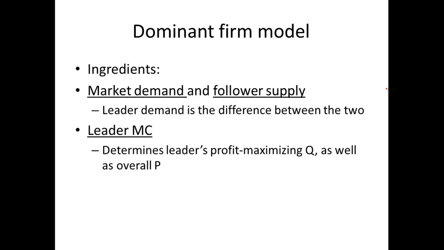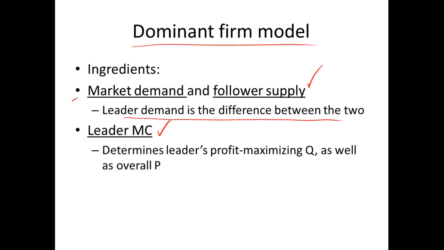All right, let's get to the nuts and bolts. So this is literally it, the dominant firm model. And what are the ingredients? Well, there are really 3 ingredients in this model. The first is the market demand curve. The second is going to be the follower supply curve. And as I mentioned earlier, the leader demand will be the difference between those two, that is, the difference between market demand and follower supply. And the third ingredient is the leader's marginal cost.